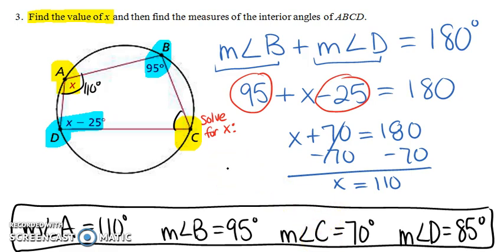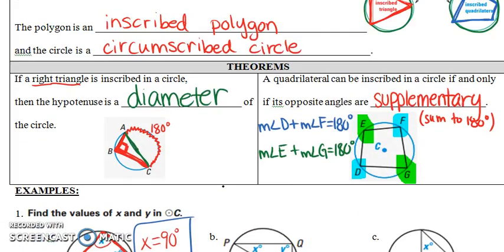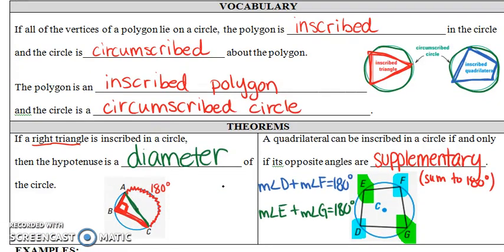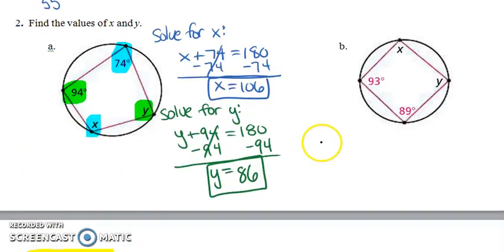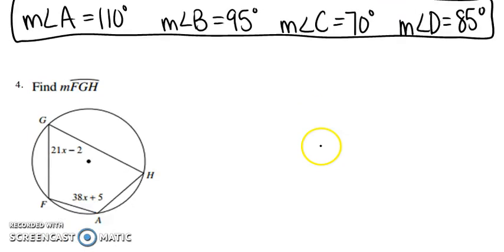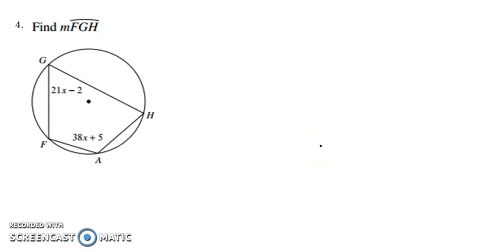So at this point, I want you to look over all the notes you just took, refer back to the vocabulary and the theorems on the front page, and I want you to complete the rest of this handout. So I want you to go back to example 1 and 2 and finish those, and then when you're ready, I want you to try number 4 on the back side of this page.